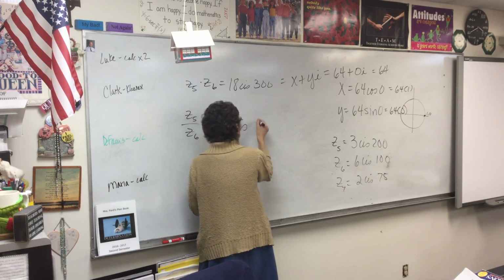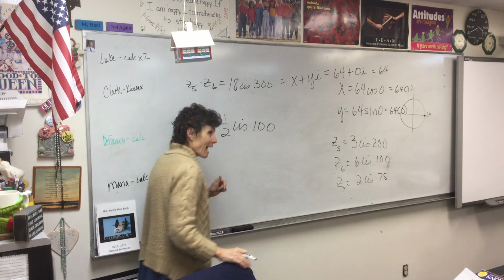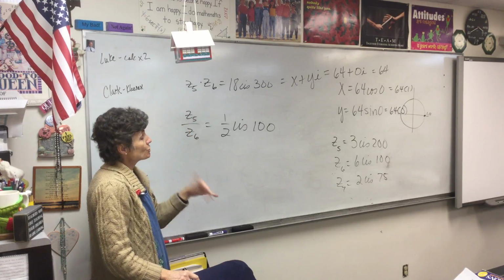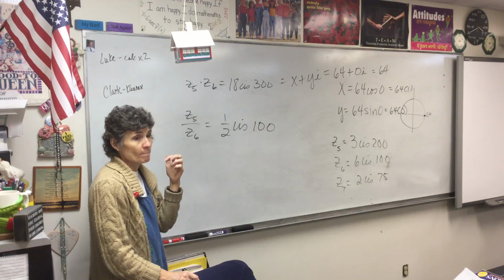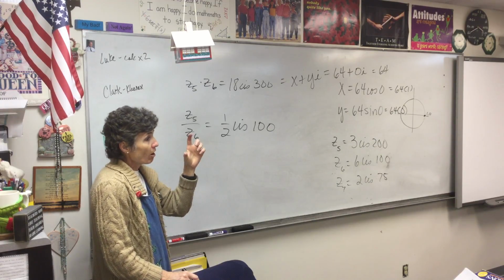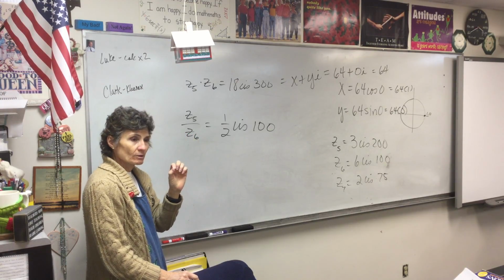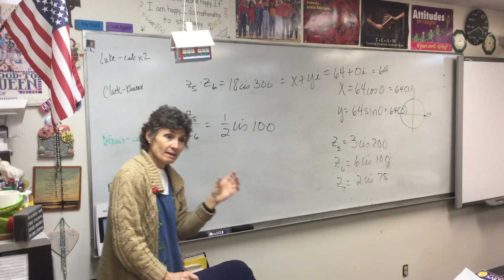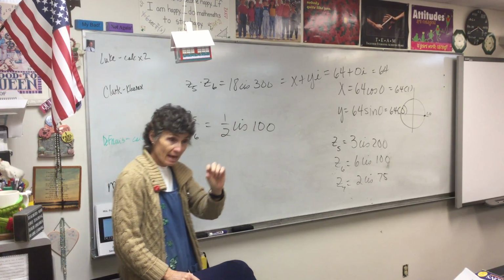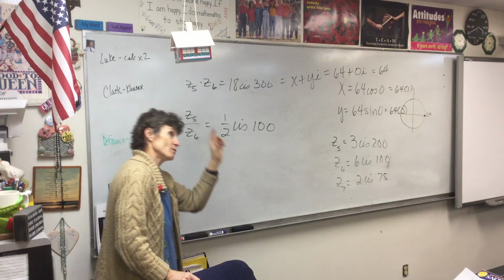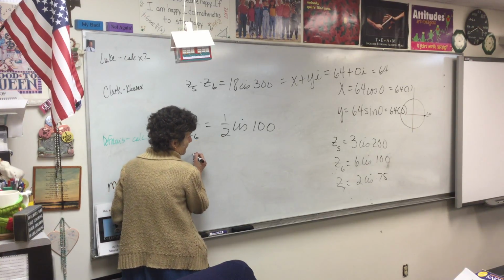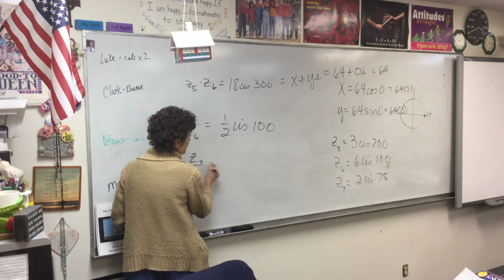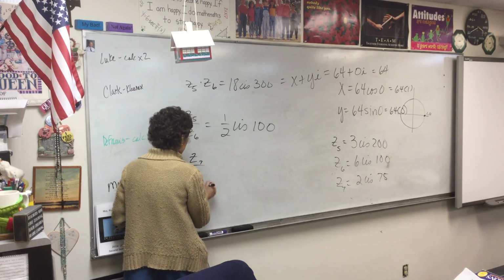And then subtract the angles. That is exactly right. When you divide complex numbers in trigonometric form, you divide the r's, subtract the angles. When you multiply them, you multiply the r's, add the angles. When you divide them, you divide the r's, subtract the angles. So what would Z sub 7 over Z sub 6 be?